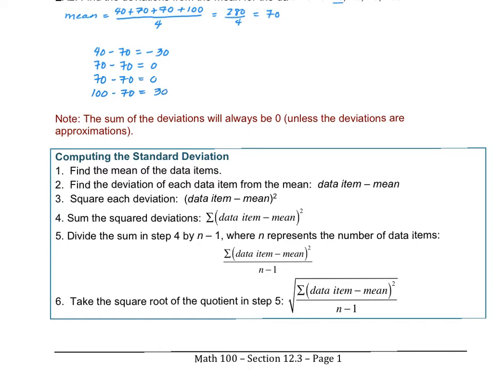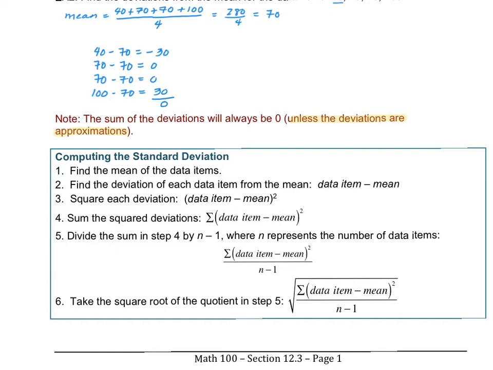So whenever you have a set of data items and you take data item minus mean to find the deviation for each data item, then the total, if I were to total up all these deviations, will be 0. And that's why I listed the data item 70 twice, because it showed up twice. So the sum of the deviations will always be 0, unless you are looking at decimal approximations for your deviations, but we didn't round any of our deviations.